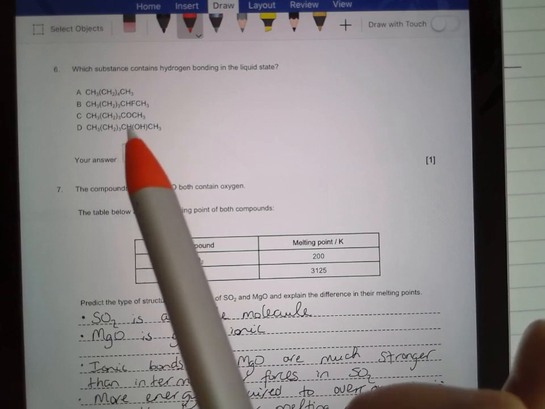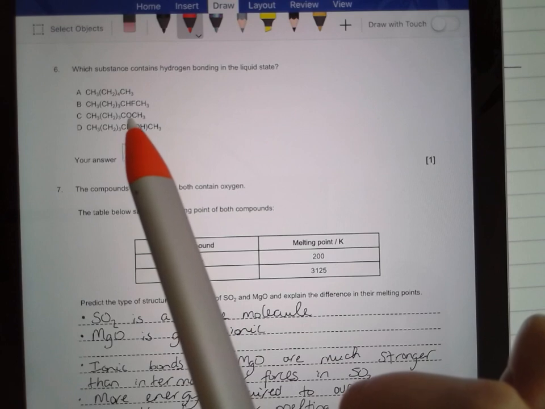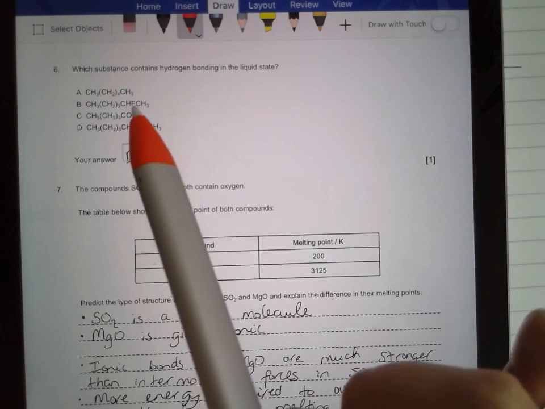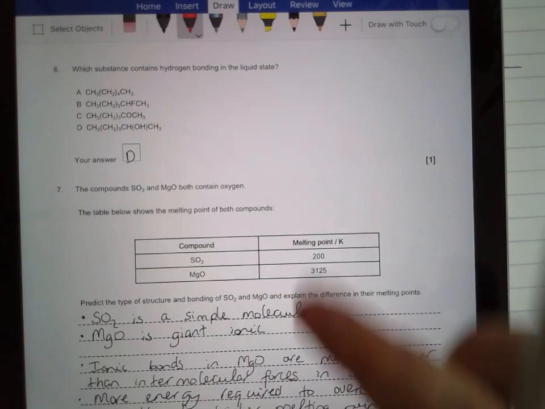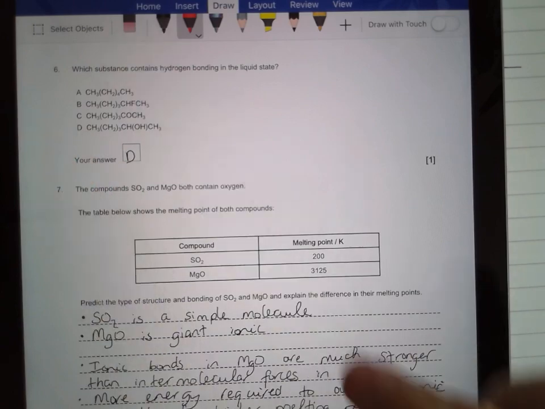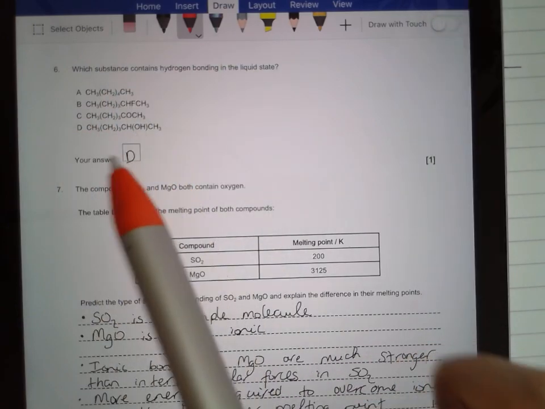In all of the other cases, yes, you've got an oxygen here, but it's not directly bonded to a hydrogen. This fluorine is not actually, I know that's a little bit misleading, but that fluorine is not actually bonded to the hydrogen. That fluorine is bonded to the carbon, which is also bonded to the hydrogen. That one's a little misleading, but your answer is going to be D. D is crystal clear, so just pick D.